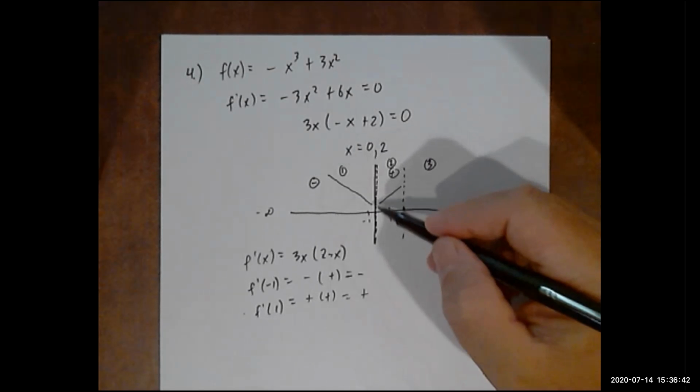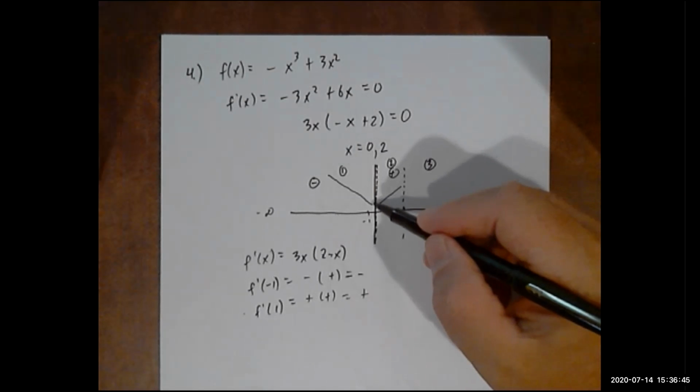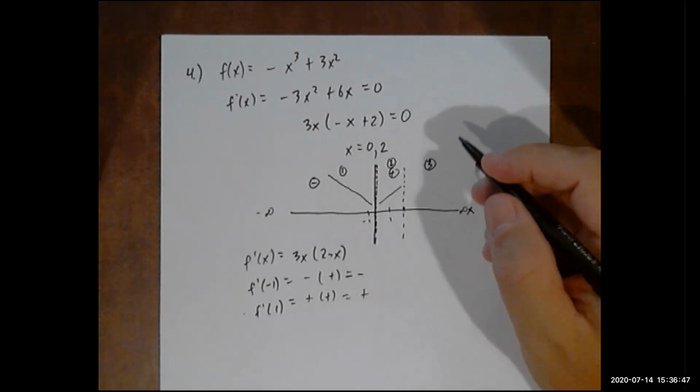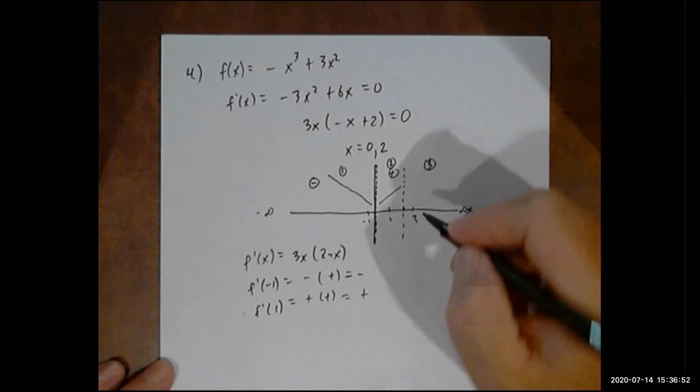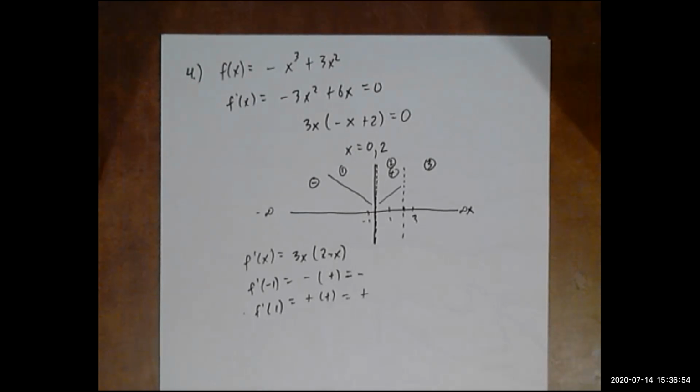So I know now when x is 0, it looks like I have a minimum. For region 3, I'll pick a value of 3.